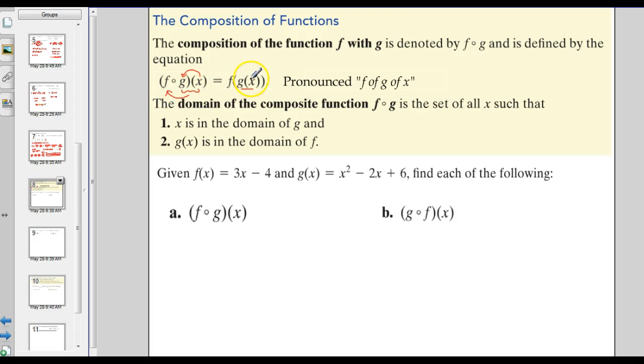Okay, I think you can see it better here. X goes into g, and that output is g of x, and that goes into f.